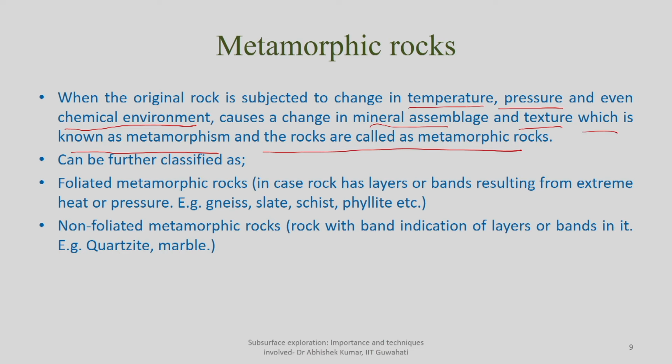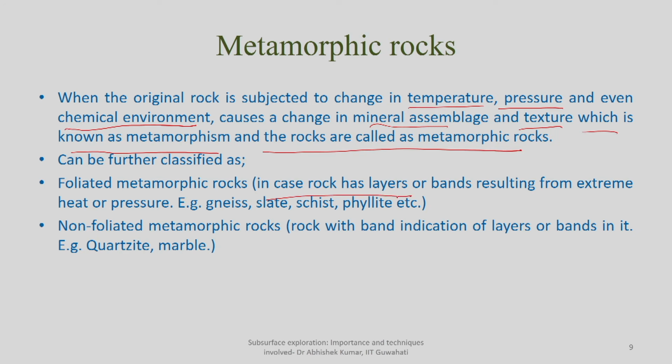This process is called metamorphism, and that is why the rock is called metamorphic rock. It can be further classified as foliated rock, where you have layers or bands resulting from extreme heat. Because of fluctuation in the heat, the metamorphism is happening at different rates. So that is why you can have the metamorphism process happening in terms of layers. So that is why such rocks are called foliated rocks.